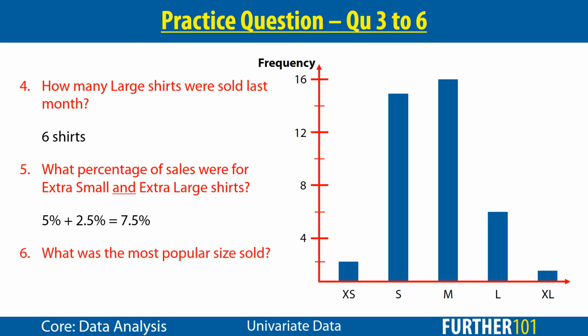And the last question asks what was the most popular size sold. In essence, this is asking us what was the modal class. And we can see that was the medium shirt. Zoe sold most shirts in the medium size.